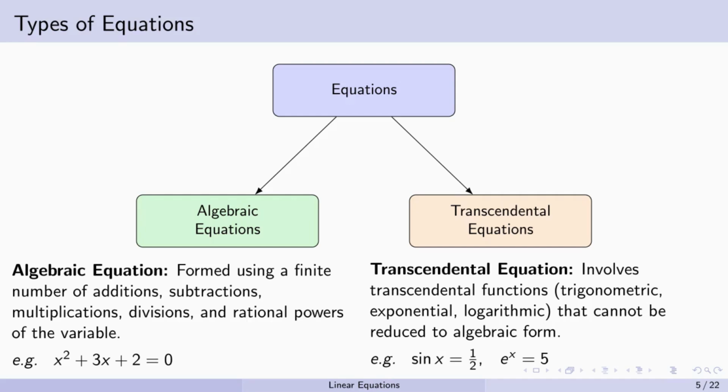An algebraic equation looks like this: x squared plus 3x plus 2 equals 0. Everything here is polynomial style algebra. A transcendental equation, such as this one, sine x is equal to 1 half or e raised to x equals 5. You'll meet this in trigonometry and pre-calculus. Today, we're staying entirely inside the algebraic branch.